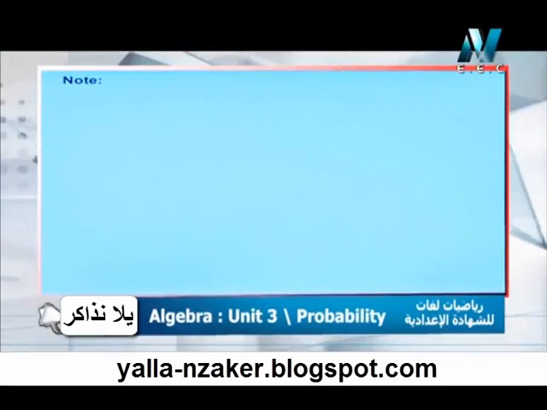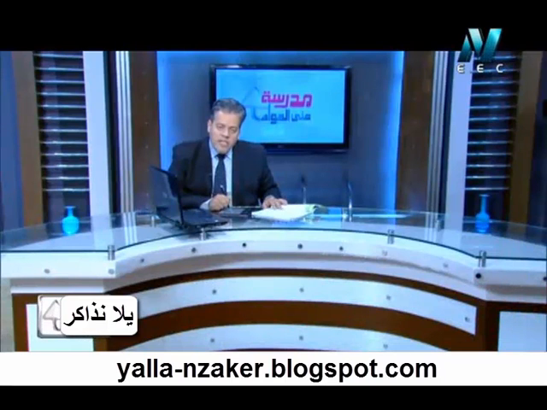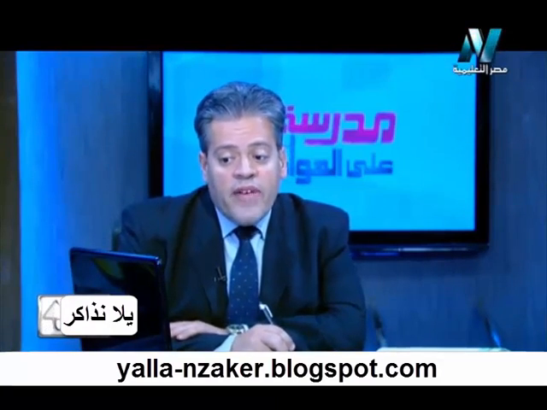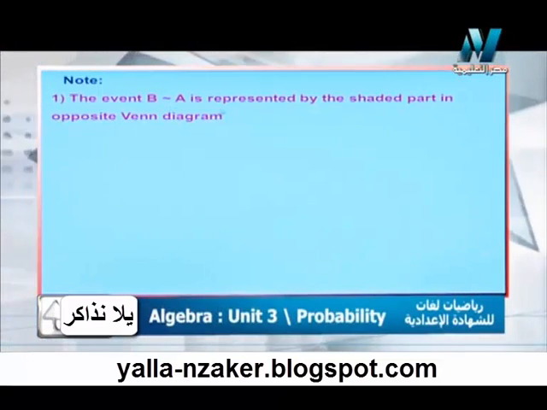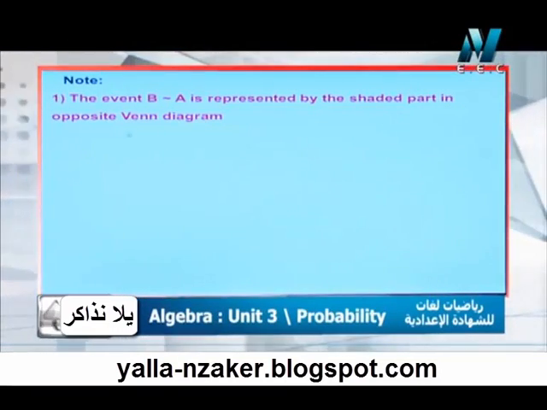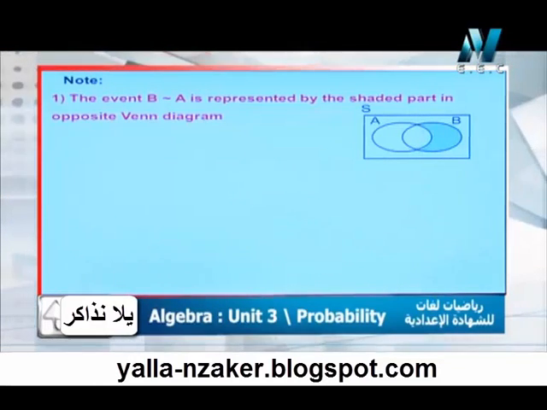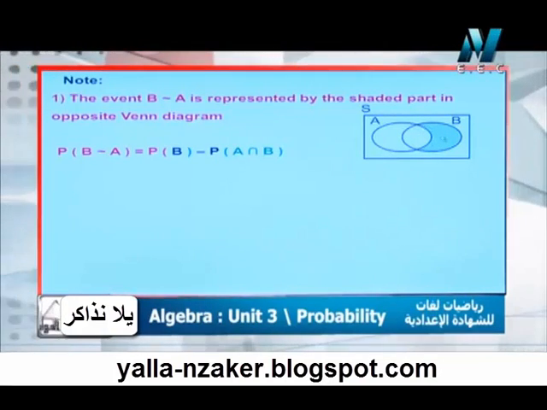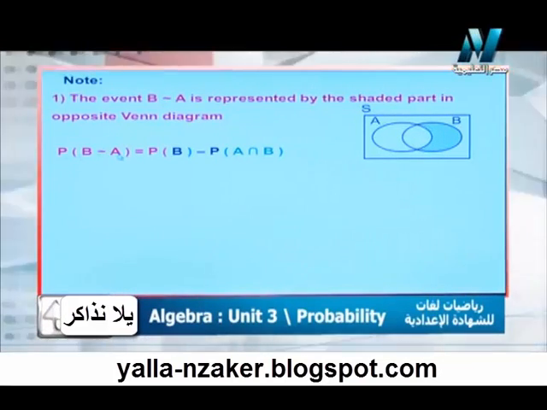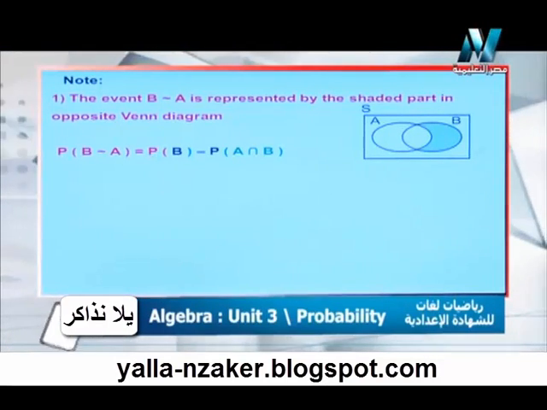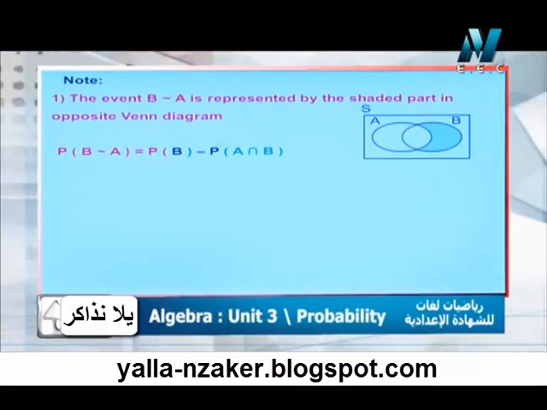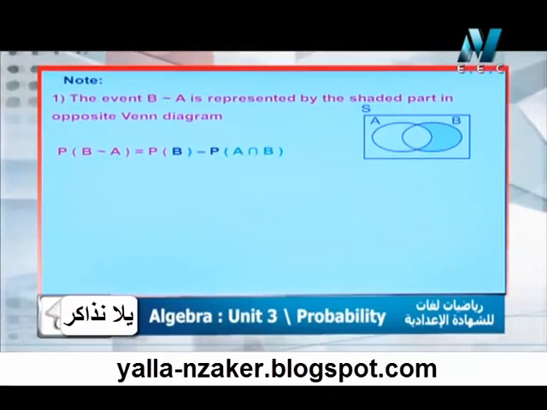The story we just told was very important because there are some notes we must pay attention to, regarding the difference between A difference B or B difference A. Let's see the note together. It says the event B difference A is represented by the shaded part in the opposite Venn diagram. As we can see, this is B difference A. And when I want to find the probability of B difference A, very easily you have to find the probability of B minus the probability of the intersection of A and B. And if they are mutually exclusive, the intersection will be phi immediately, so the probability of B difference A equals the probability of B.